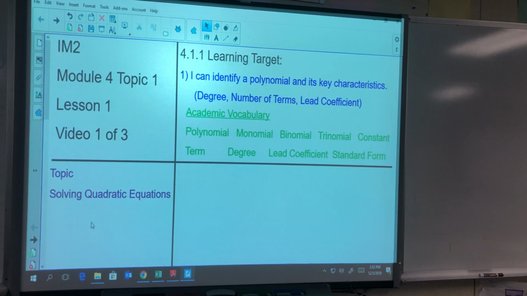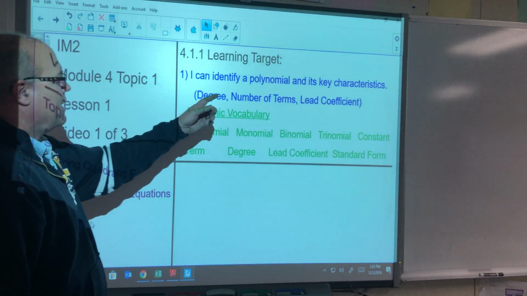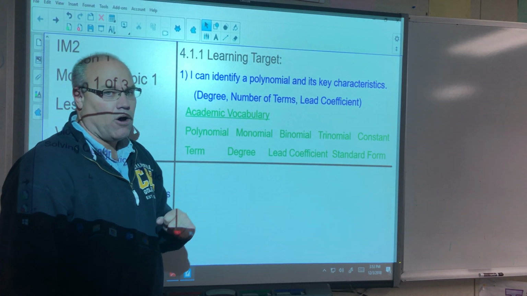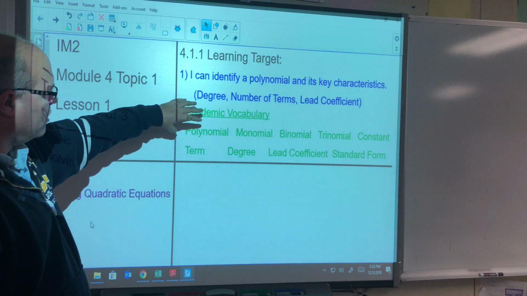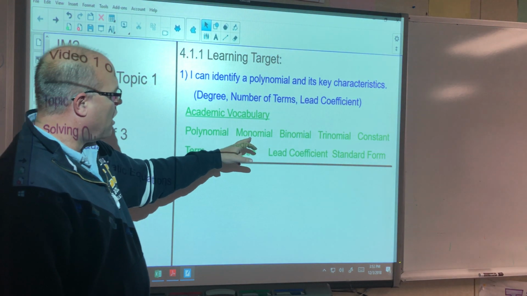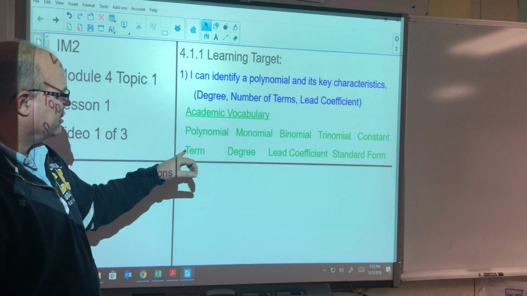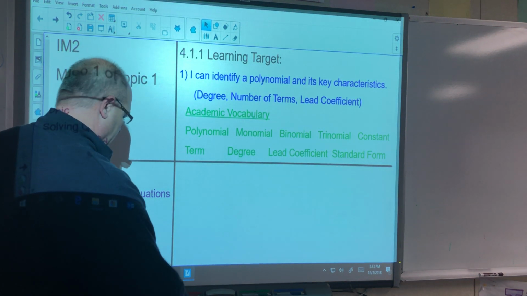These are your Integrated Math 2, Module 4, Topic 1, Lesson 1 notes, video 1 of 3. The learning target here is: I can identify a polynomial and its key characteristics: degree, the number of terms, lead coefficient. A lot of vocabulary here. So polynomial and specific types of polynomials: monomial, binomial, trinomial, and then constant, term, degree, lead coefficient, and standard form we'll be talking about in this video.